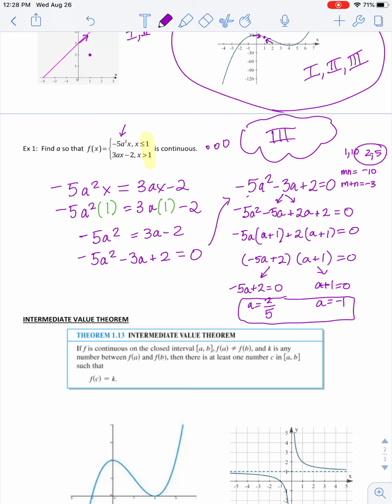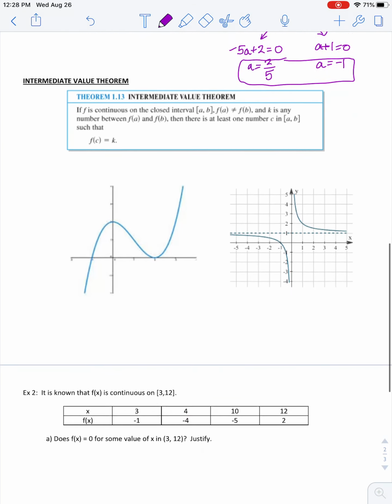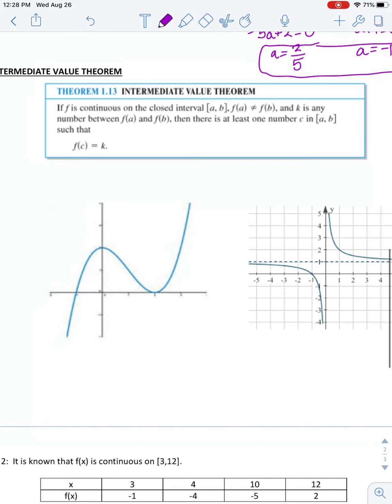Okay? Cool. All right, now let's go ahead and look at the intermediate value theorem. So as soon as we learn about continuity, the first thing the AP world throws at us is this theorem that involves a function being continuous. The way this reads, it says if f is continuous on the closed interval a, b, and that f of a does not equal f of b, that just means the y values at those endpoints are two different numbers, and k is any number in between f of a and f of b.